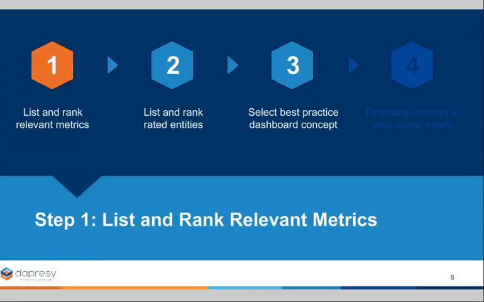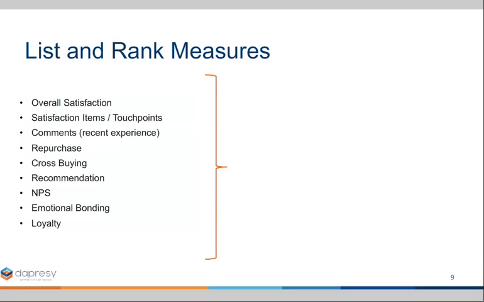So let's start with the first one, and I think it's always a good idea if you just go through the existing report and just list all the metrics you find. In this case, we see we have overall satisfaction, then the satisfaction items per touch point. We have, of course, comments, repurchase questions, cross-buying questions, recommendation, NPS, emotional bonding, and loyalty. So that's the entire list of measures.